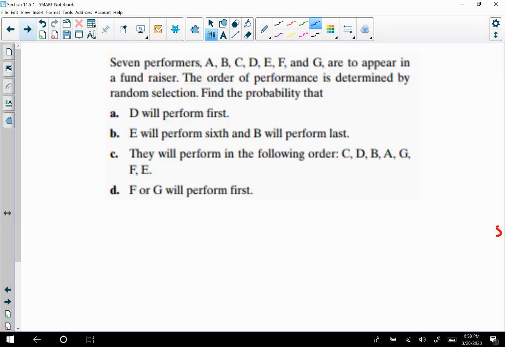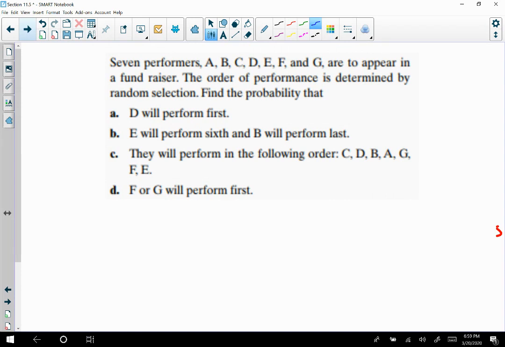So here's our next problem. It says that there are 7 performers, A, B, C, D, E, F, and G, and they are to appear in a fundraiser. The order of performance is determined by random selection. A: Find the probability that D will perform first. B: E will perform 6th and B will perform last. C: they are in the order C, D, B, A, G, F, E. And then the last one is that F or G will perform first.